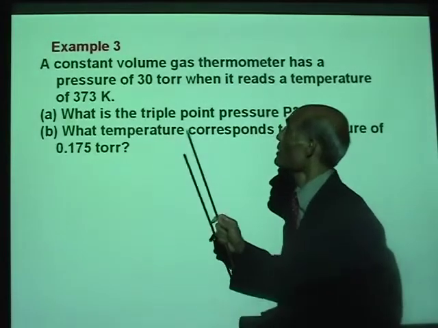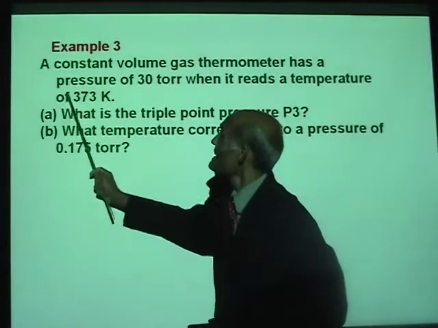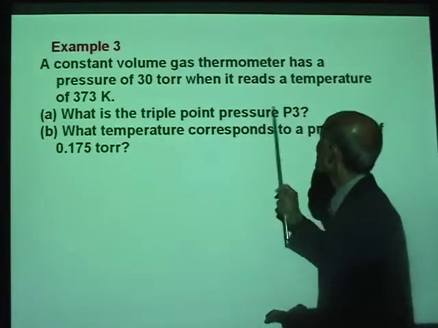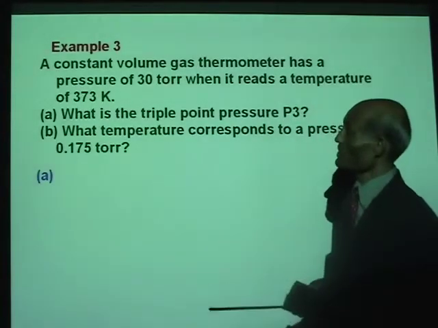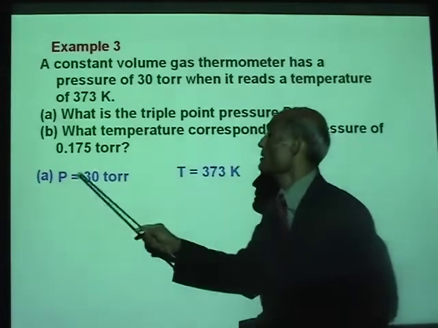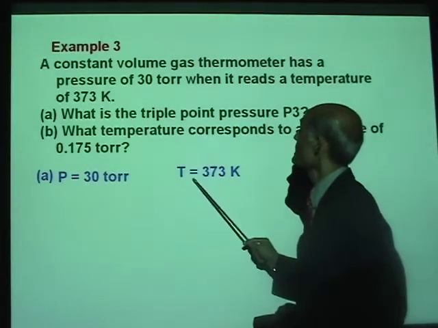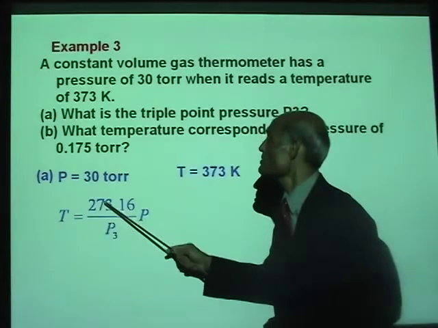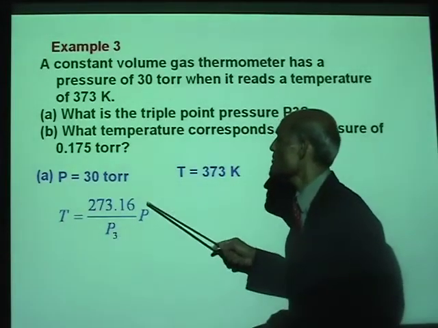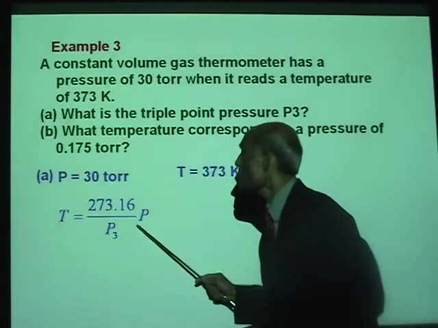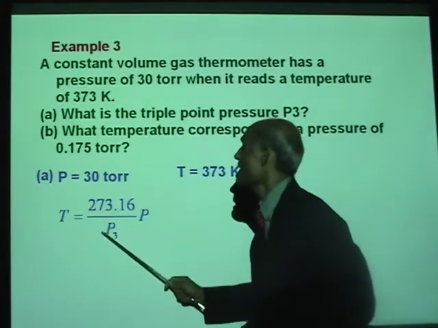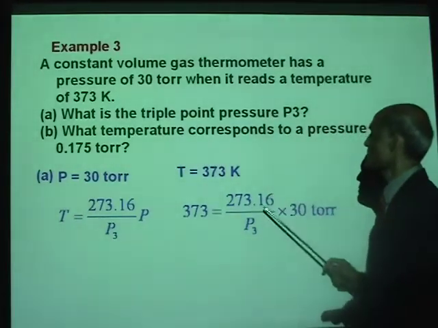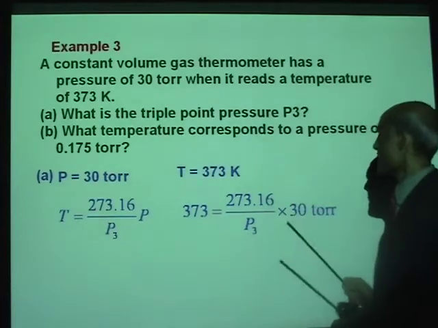Alright, let's do that. We know the pressure, we know the temperature, we know the corresponding pressure. We need to find the triple point pressure. Well, once you know that equation, we have no problem there. Pressure P is 30 torr. The corresponding temperature is 373 Kelvin. T equal to 273.16 over P3 multiplied by P. We have P, we have T, we can find P3. So 373 equal to 273.16 over P3 times 30.